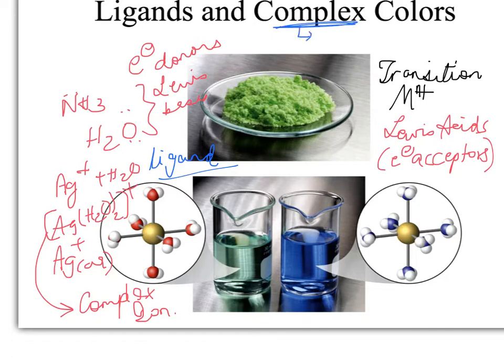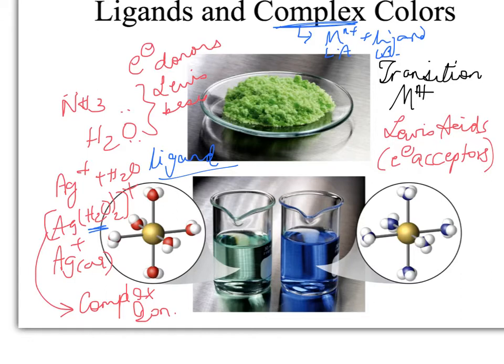So again, complexes will contain two things: a metal ion plus a ligand. So it's a combination of a Lewis acid and a Lewis base, if you will. So one can see that here water is going to behave as the ligand and silver was the metal ion, and together they formed the complex ion in this particular case.